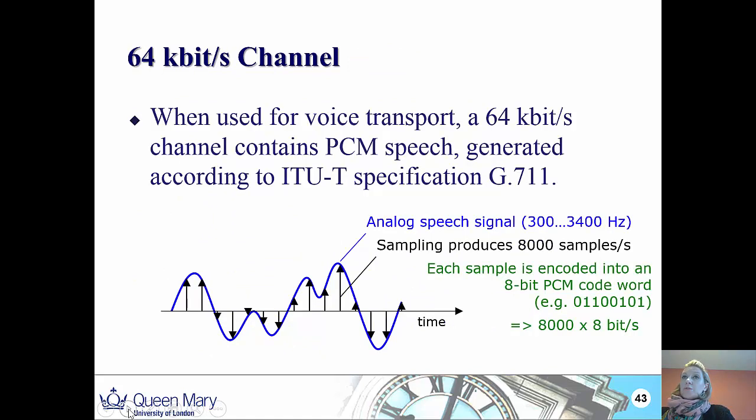So whenever used for voice transport, a 64 kilobits per second channel contains speech. Okay, so we have our analog speech signal. We sample this signal at a rate of 8,000 samples per second. Each sample is encoded into an 8-bit code. So then we work out to our 64 kilobits per second channel.